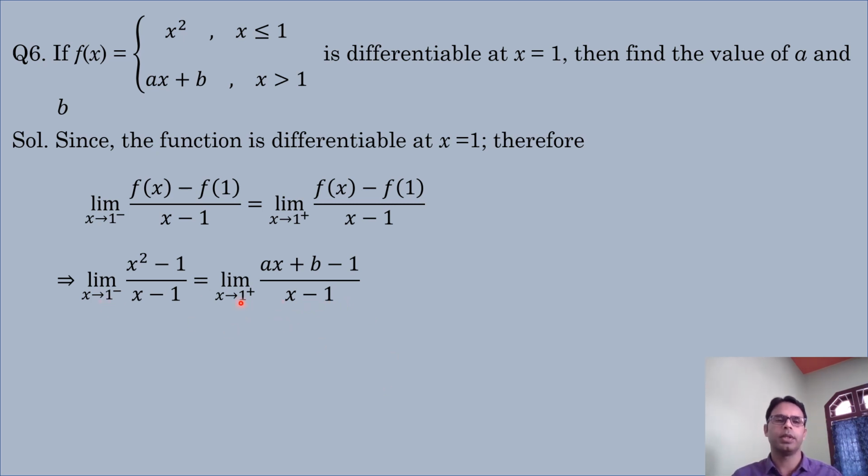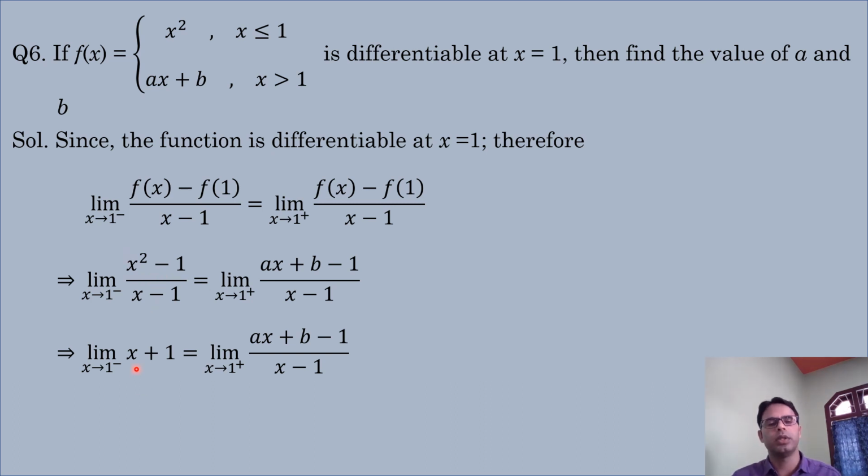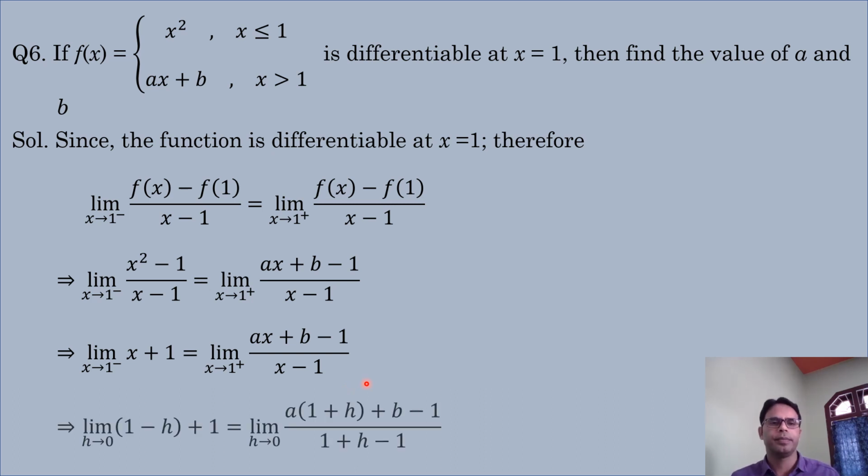Now try to find the values of these two limits. So limit x tends to 1 minus, and here the two factors x plus 1 and x minus 1. x minus 1 will be cancelled out, so it is only x plus 1, and here it is remaining the same, ax plus b minus 1, and then making the limit in terms of h. So h tends to 0, x is replaced by 1 minus h, here 1 minus h plus 1, and here a times 1 plus h, then plus b is remaining there, minus 1, this x is 1 plus h and minus 1.